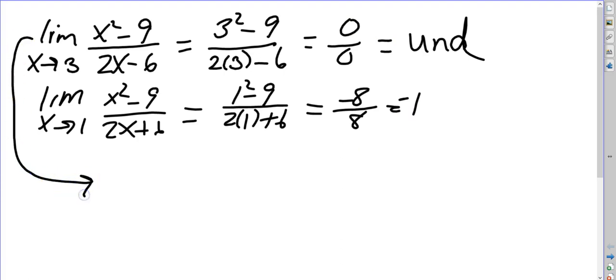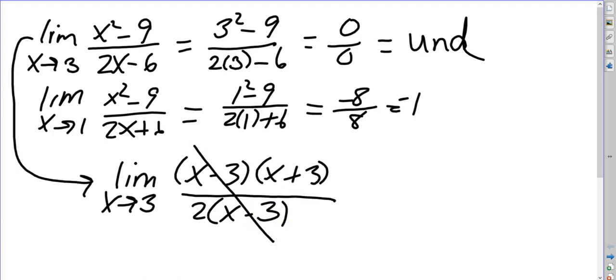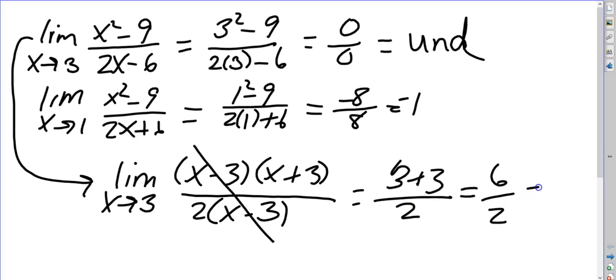So if I take this down here and rewrite my limit, factoring the numerator and the denominator, this factors to x minus 3 times x plus 3, and the denominator factors to 2 times x minus 3. I can cancel out the common factor and then substitute 3 back in. So I get 3 plus 3 all over 2, which is 6 over 2, which is 3. So this tells me that the limit does equal 3. 3 is the hole in the graph.